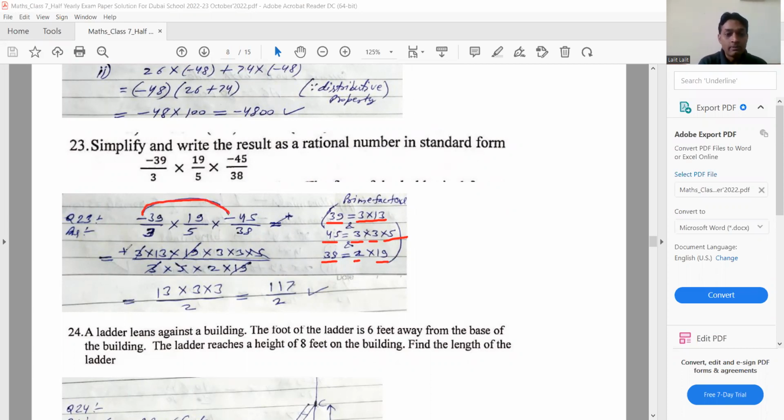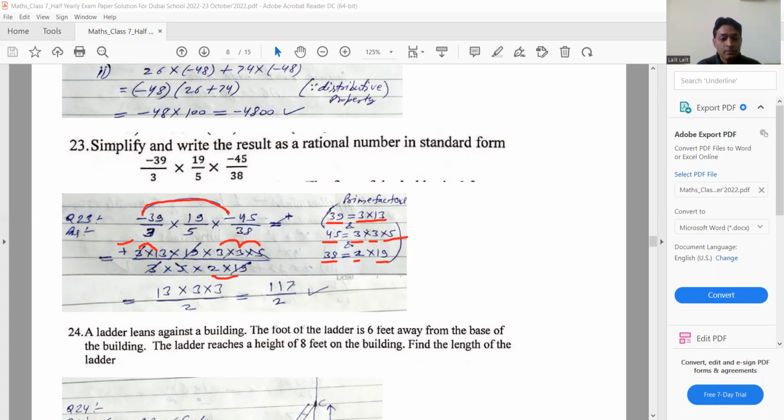Minus into minus will be plus. So the minus sign is lost, गायब हो गया. Now 39 is 3 into 13, 19 is 19, 45 is 3 into 3 into 5, and in the denominator 3 and 5 are same. 38 we have converted into 2 into 19.